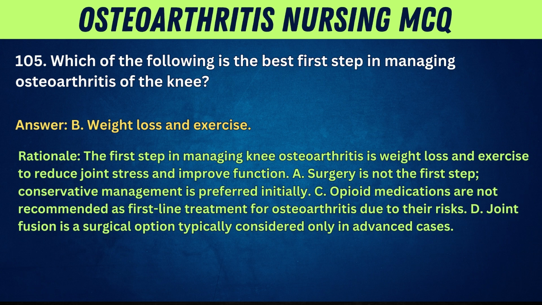A. Surgery is not the first step. Conservative management is preferred initially. C. Opioid medications are not recommended as first-line treatment for osteoarthritis due to their risks. D. Joint fusion is a surgical option typically considered only in advanced cases.